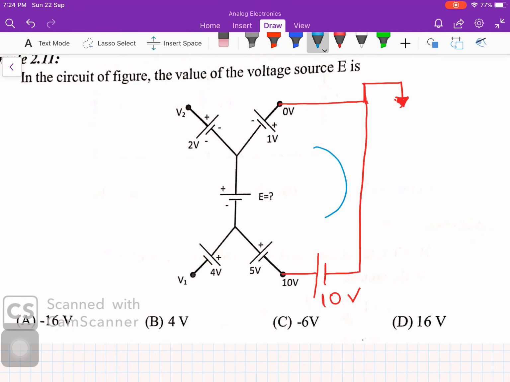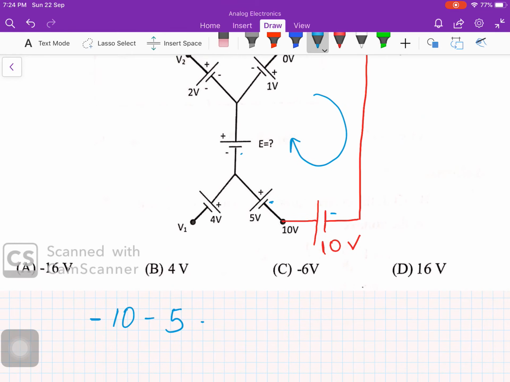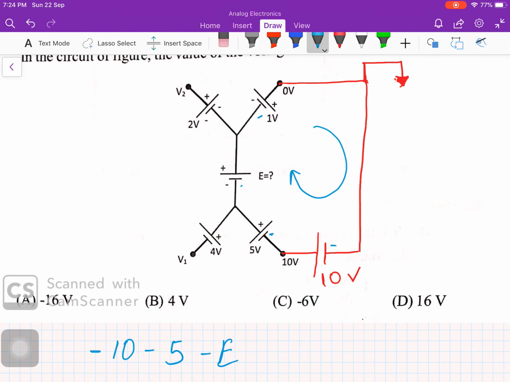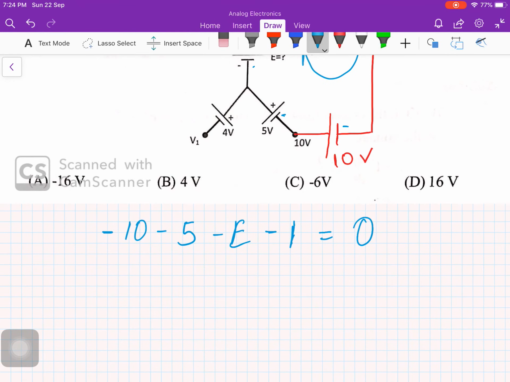Now I apply KVL and I get here first minus 10. I come here, I get minus 5. I come here, I get minus E. Then I come here, I get minus 1. And that completes my loop. Applying KVL, so I get E as minus 10, minus 5, minus 1. Gives me minus 16 volts. So my answer is minus 16 volts.